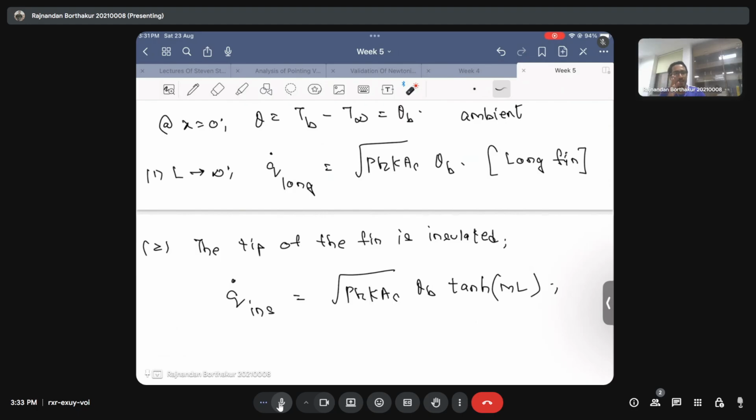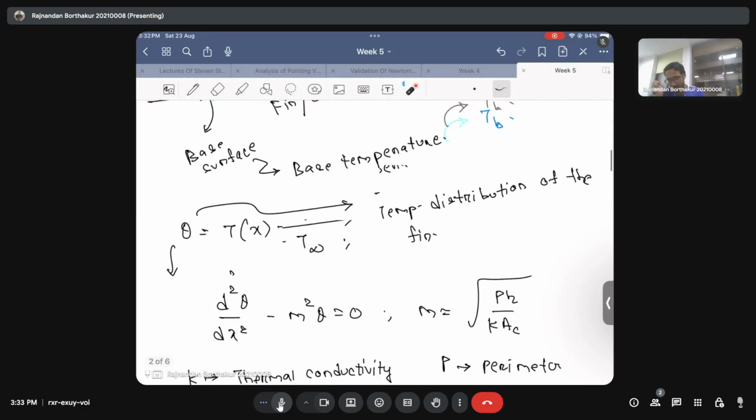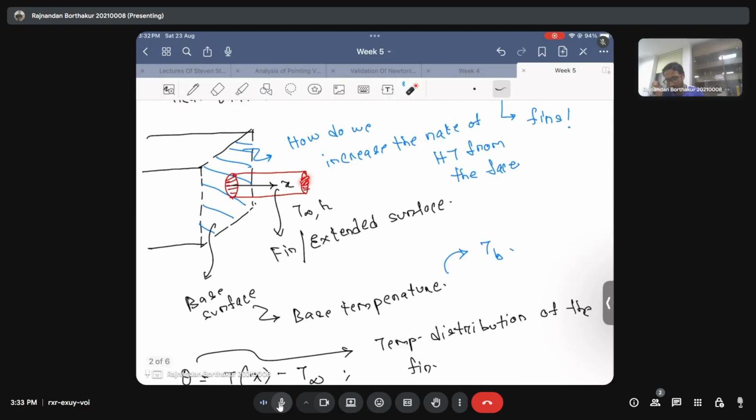There are four conditions that were stated to you: long fin, insulated tip boundary condition, convection from the tip, and the fourth is prescribed temperature at the tip. For instance, if I say that my temperature at the tip surface is equal to theta 1, which will be T1 minus T infinity, where T1 is the prescribed temperature at the tip, in this context also your expression for the rate of heat transfer from the fin would change, and that prefactor, as I was saying, will get altered.